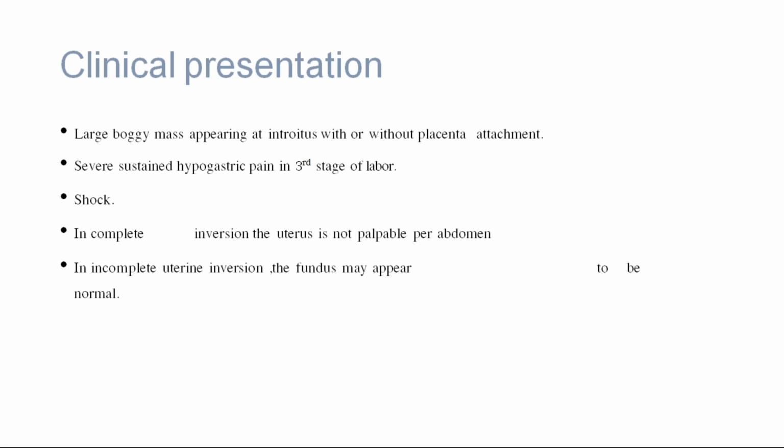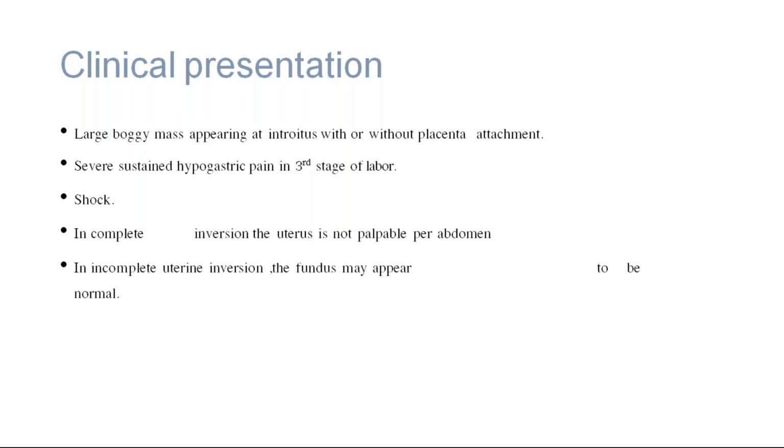What is the clinical presentation they usually have? They'll have severe sustained hypogastric pain in the third stage of labor. Number one, whenever the uterus is getting dimpled or when it is inverting, there will be sustained hypogastric pain. Next, a large boggy mass appearing at the introitus, we can feel, with or without placenta.